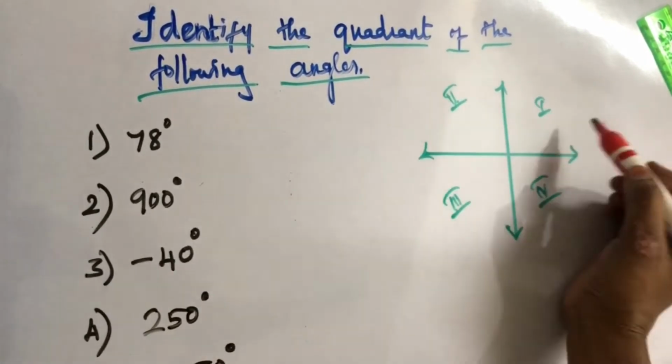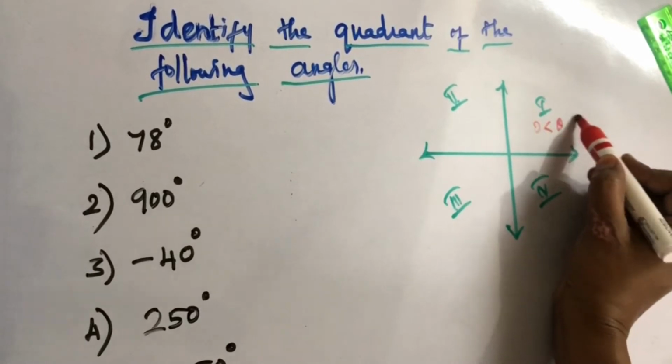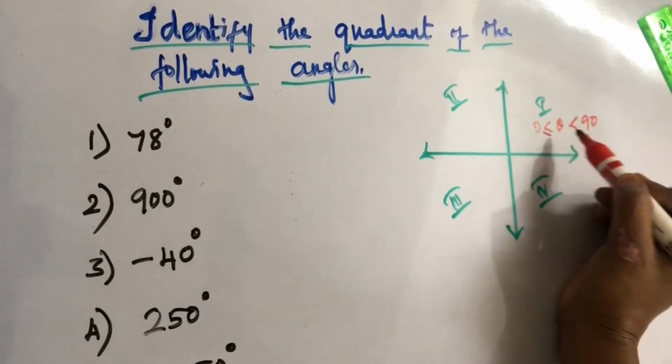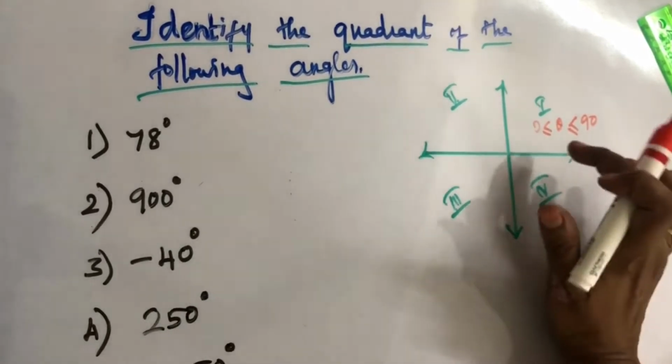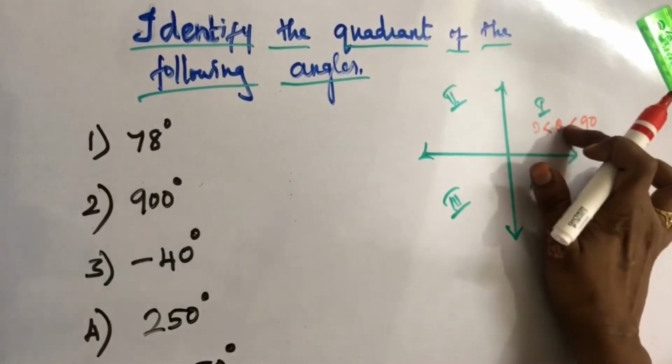Okay, so the angle theta between 0 and 90 degree, 0 less than or equal to theta, less than or equal to 90, is in the first quadrant. So 78 you will tell easily. What about less than only, not equal to?